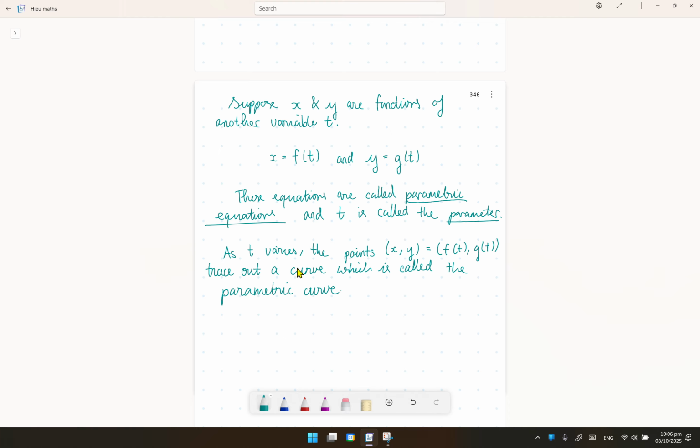Okay, so hopefully you can see how, as t varies, t goes from 1 second to 2 seconds to 3 seconds to 4 seconds, x and y change. And x and y change because x is a function of t and y is a function of t.